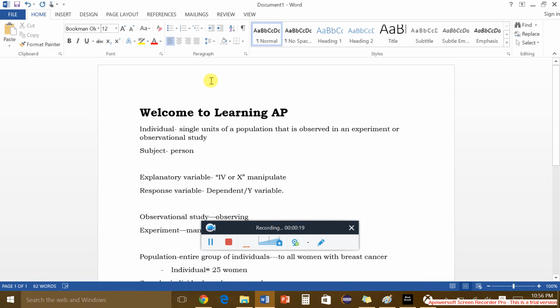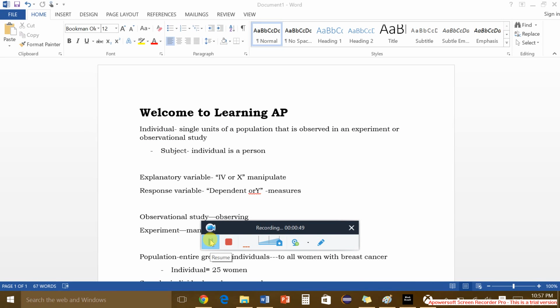Okay, so the first term that you typically hear about in AP Statistics is an individual. Now, an individual refers to the single units of a population that is observed in an experiment or observational study. So the individual, think of it as the simplest term in any experimental design or observational study. Now, an experiment is actually different than an observational study, and we'll get into that in a sec. But an individual, consider it once again, the single units.